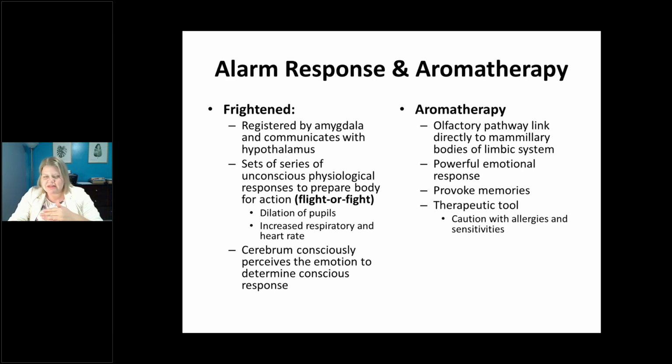The opposite is rest and digest. So when we're frightened, unconsciously, we are triggered into this physiological response to prepare our body to deal with that. And this is happening before we're even consciously aware of it. So a couple of things that happen is our pupils dilate. We have increased respiration and heart rate to actually get the blood pumping, a lot more oxygenation to the tissue so that they can perform at superhuman strength, run really fast or fight really hard, be really strong.